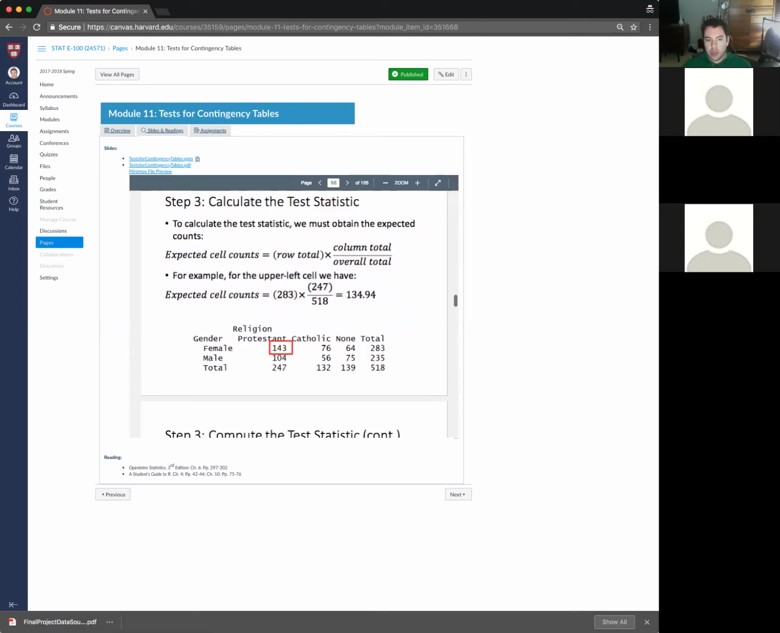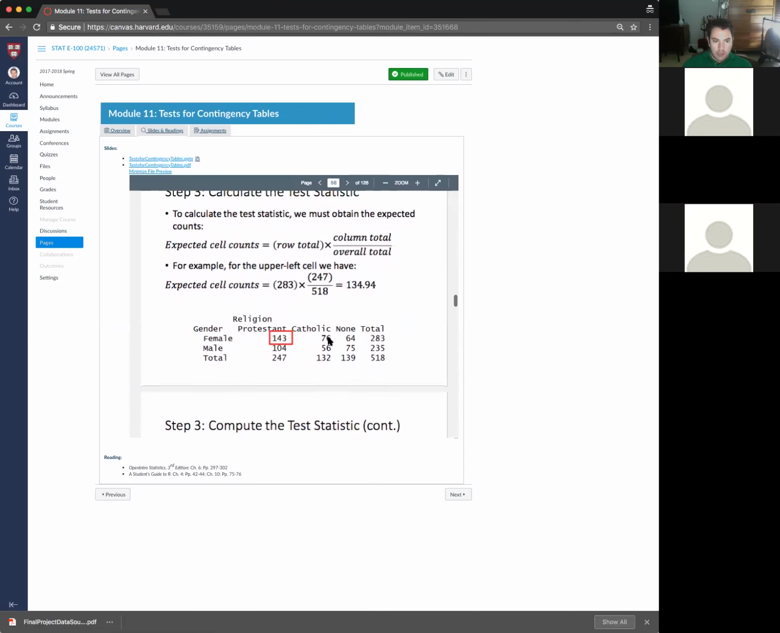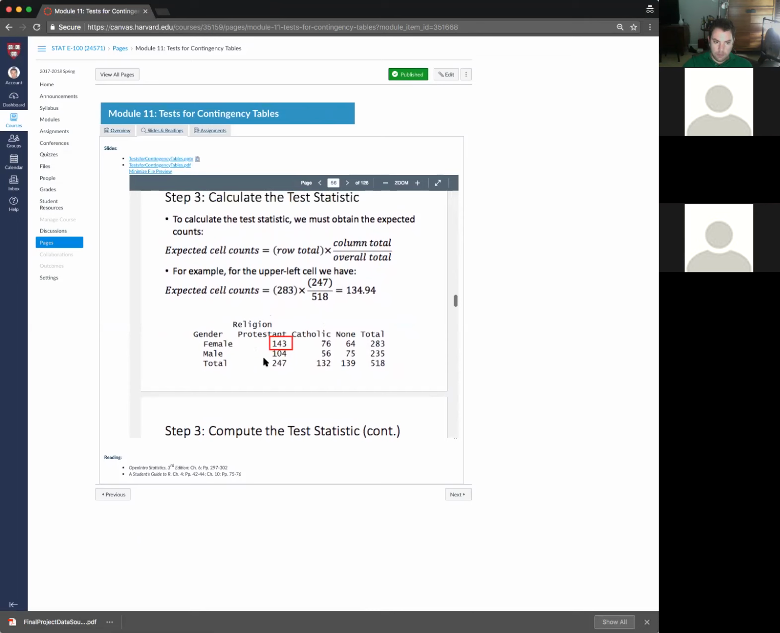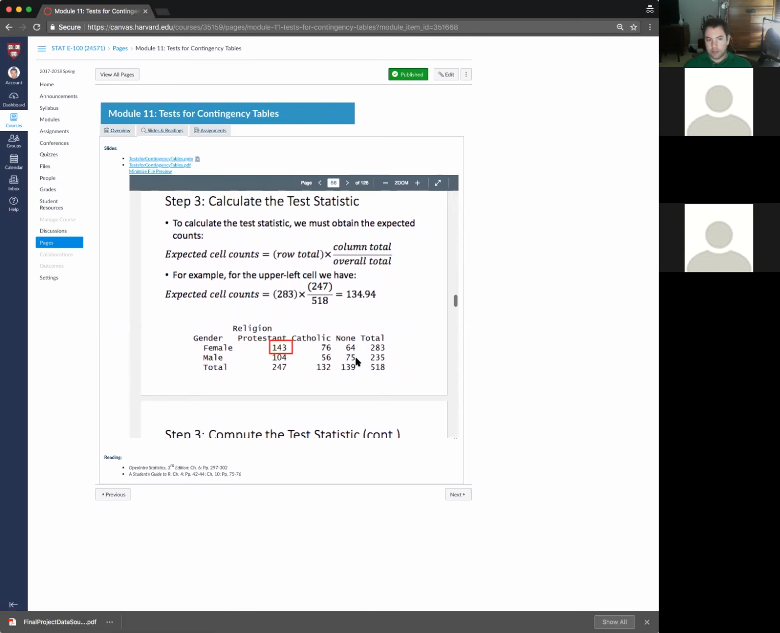Do you guys want to try it? Try to calculate what we expect. How many Catholic men? Or let's do this one. How many male atheists do we expect? Male with no religious affiliation. How many do we expect there to be? Try to calculate what we expect for this cell, where it says 75. That's the observed value. How many do we expect? Try to work that out on your own and come up with an answer. So Fatima says 63. Does everyone agree?